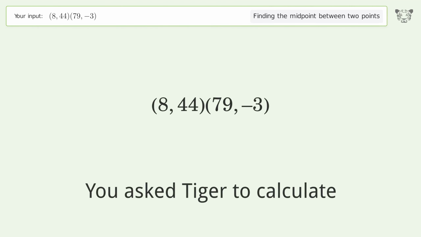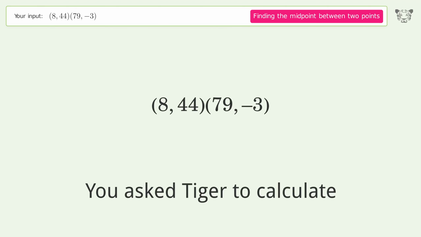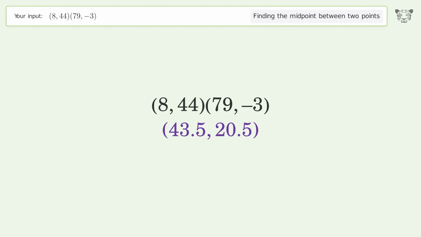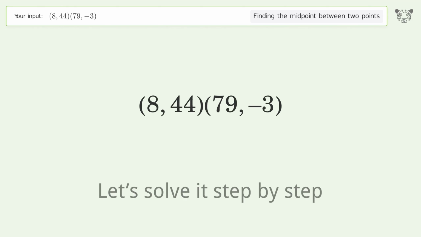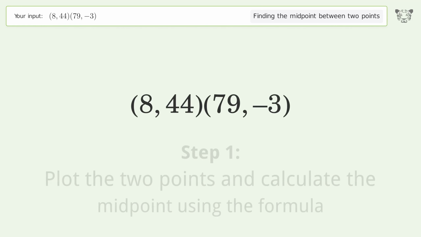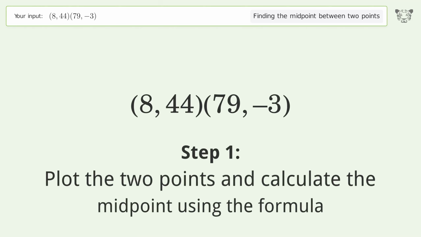You ask Tiger to calculate. This deals with finding the midpoint between 2 points. The midpoint between the 2 points is 43.5, 20.5. Let's solve it step by step. Plot the 2 points and calculate the midpoint using the formula.